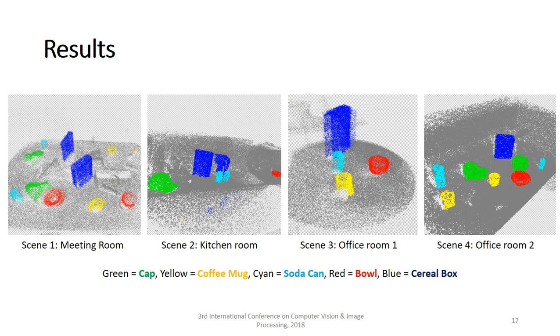So these are the results of our labeled scenes. We have tested our model in 4 situations. The scenes are meeting room, kitchen room, office room 1 and 2, and as you can see, our scenes are pretty well labeled. The green thing is a cap. The coffee mug is in yellow, the soda can is in cyan color, and the bowl is in red color, and the cereal box is in blue color.